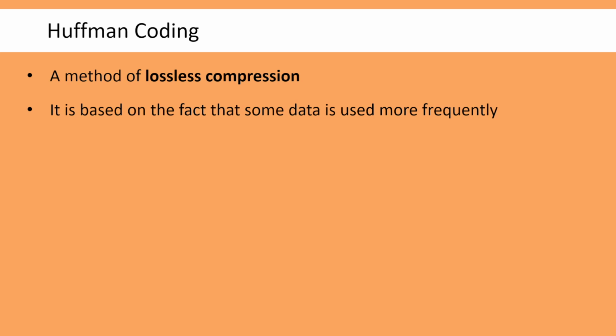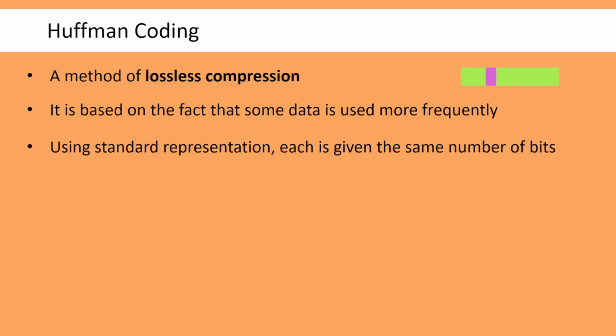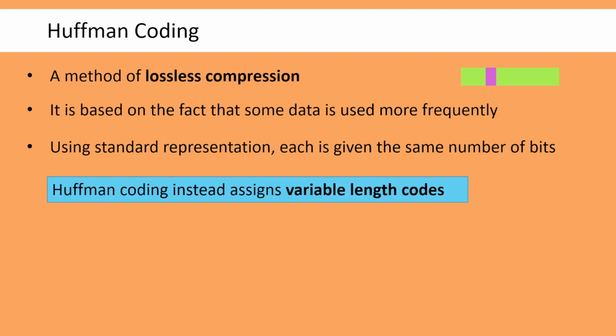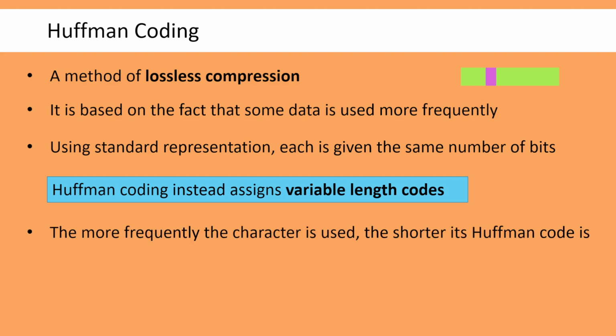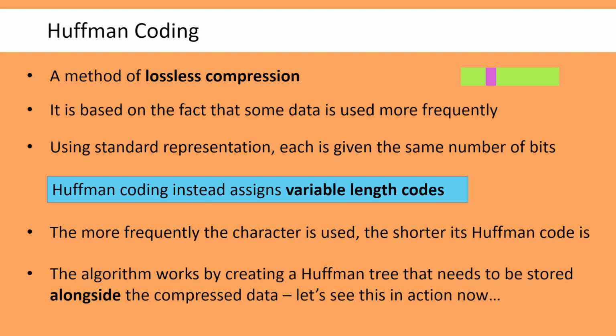This is where Huffman coding comes in. It's a method of lossless compression, and it's based on the fact that some data is used more frequently. So for example, here, green is more used than purple or pink. Using a standard representation, we could say that each of them are given the same number of bits. And essentially, Huffman coding instead assigns variable length codes. The more frequent that character is, the shorter the Huffman code is. The algorithm works best by creating a Huffman tree that needs to be stored alongside the compressed data.